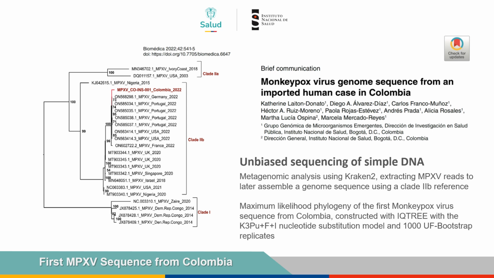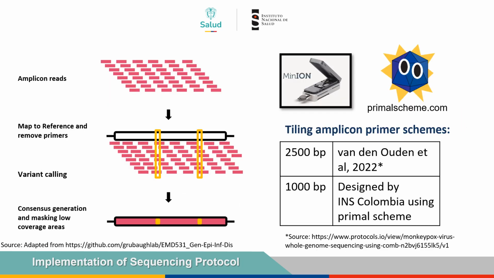The genome sequence was analyzed in a maximum likelihood phylogeny, which showed that the sequence belonged to clade 2B along with sequences from the 2022 outbreak. The following cases were sequenced by tiling amplicon primer schemes.